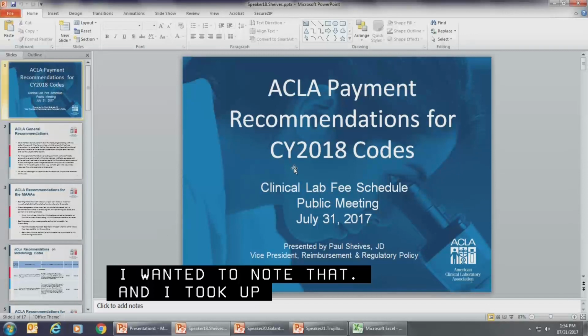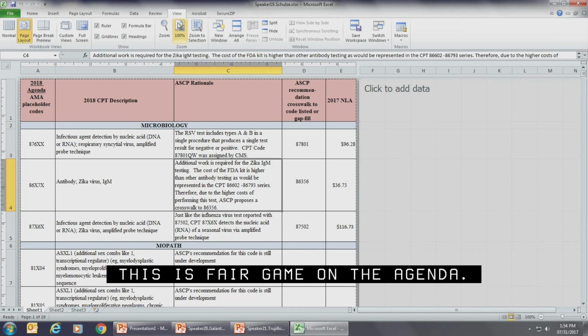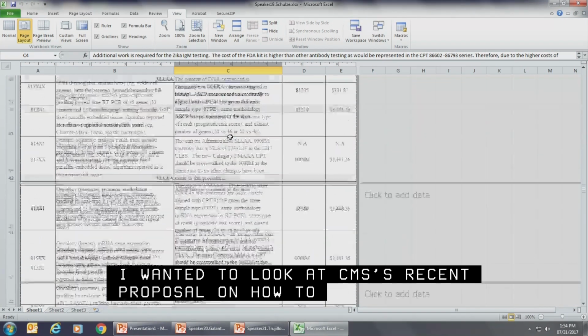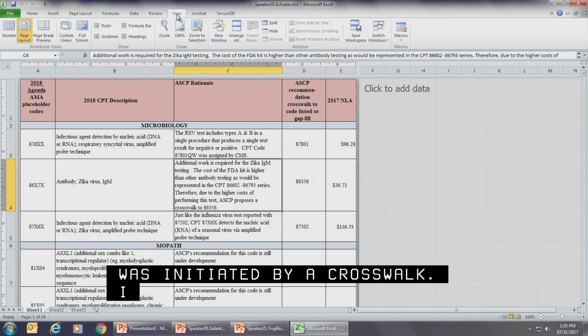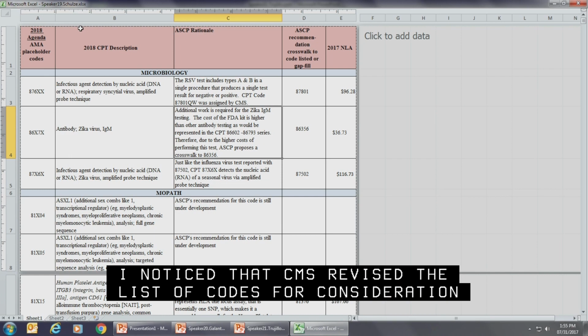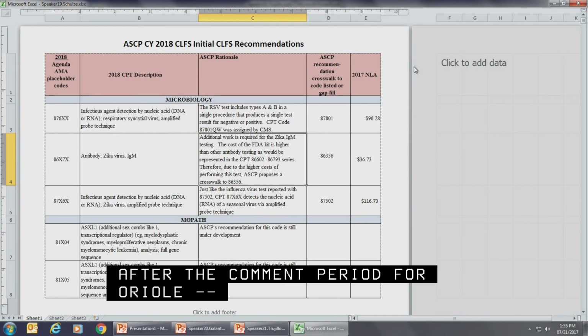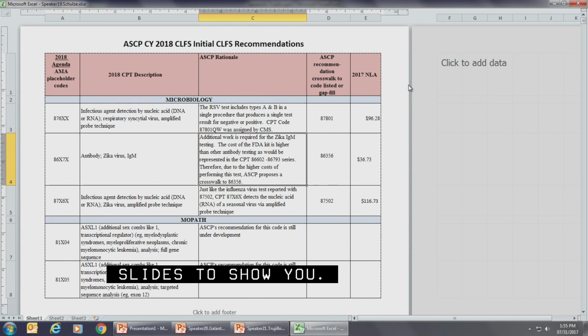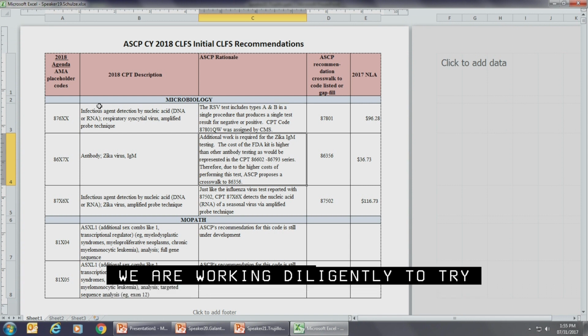There's also another issue that we wanted to raise, and this was fair game on the agenda today, because we'd also like to provide some initial comment on CMS's recent proposal regarding how to price the new 2017 codes in 2018 if the test was initiated and the NLA set by a crosswalk. Before describing the proposal, we just note that CMS revised the list of codes for consideration for this meeting with respect to this issue only about a week ago, and after the comment period for oral presentation had closed, so I don't have any slides to show you. This also left stakeholders with inadequate notice and only about 2 weeks to come up with written comments. So we are working diligently to get through our membership and look at this proposal that CMS has put out. But I'll briefly describe it.